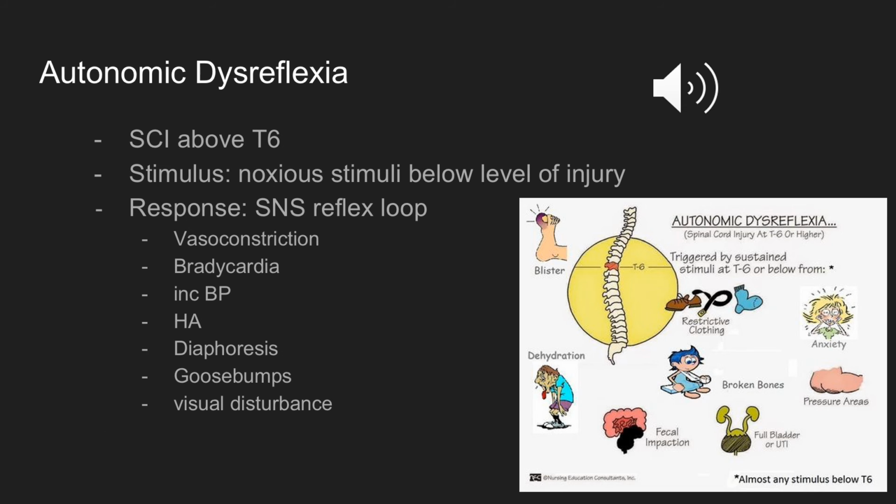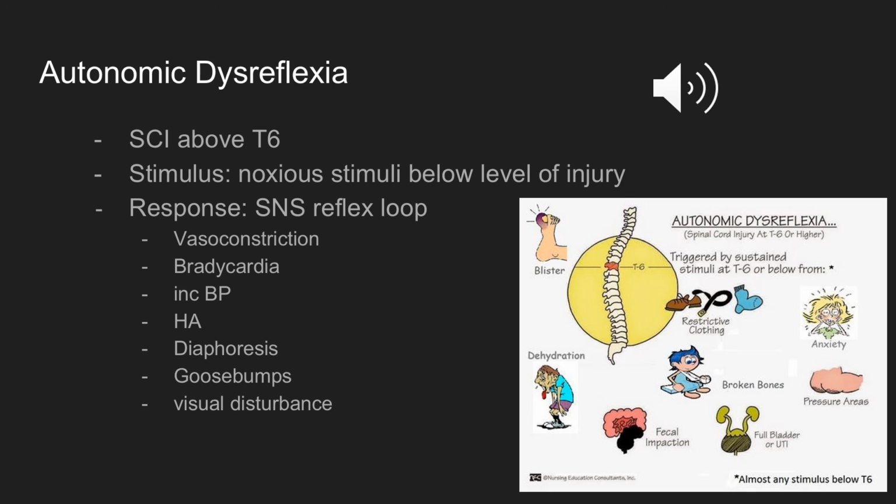Autonomic dysreflexia is a very common issue for patients with spinal cord injury above the level of T6. This is a way for the body below the level of injury to communicate, since there are no signals for sensation getting up to the higher brain centers. If there is a noxious stimuli below the level of injury, the body will protect itself by sending off a sympathetic nervous system reflex loop.